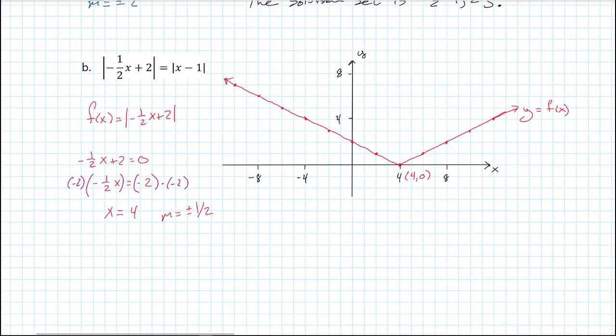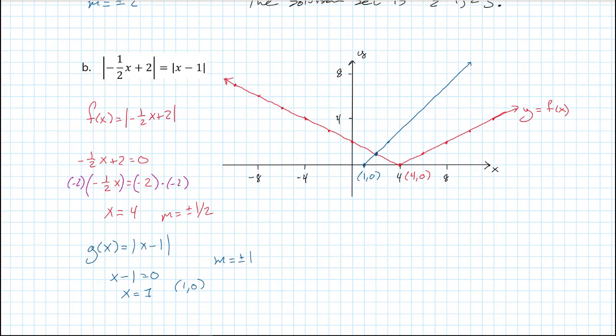We're going to say g of x equals the absolute value of x minus 1. Here we see x minus 1 equals 0, gives us an x-intercept of 1 comma 0. And the slope is going to be ±1. So I go to the point 1, 0. Go ahead and label that. Go up 1, right 1, up 1, right 1, so on and so forth. Hitting all of my intersections of the grid lines here. And then from that vertex, that x-intercept, we'll go up 1, back 1, over and over again.